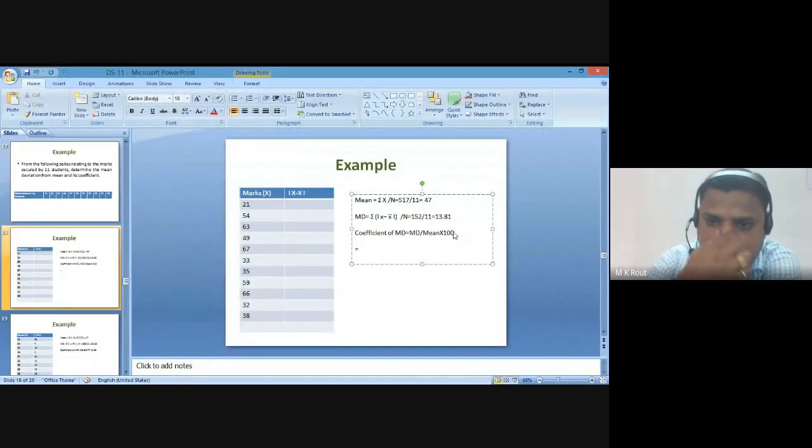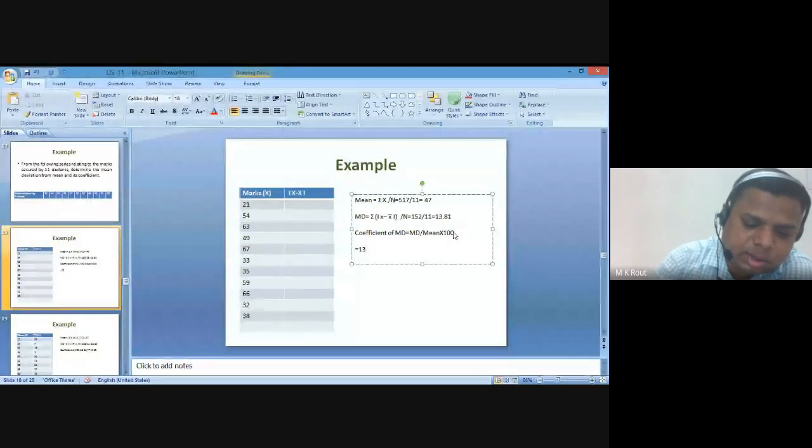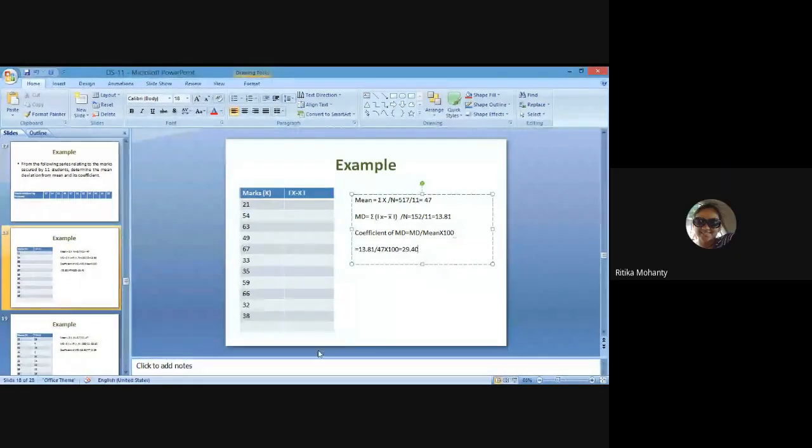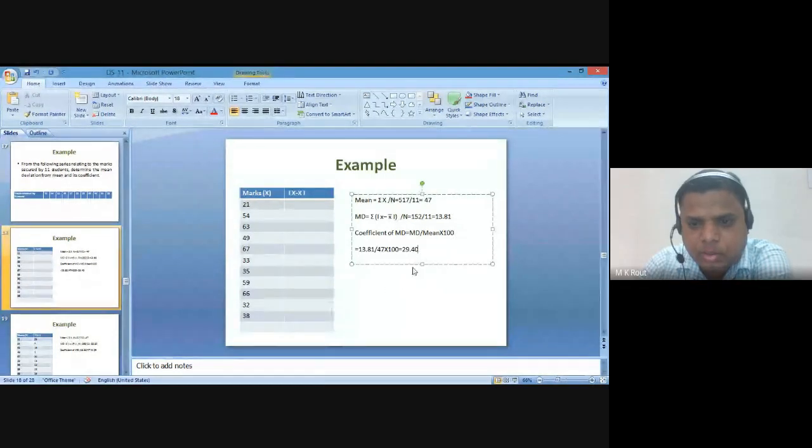Mean deviation is 29.10. Just a minute. 13.81 divided by your mean, 47, into 100. 29.40. Sir, it's coming 29.38. In bracket, if you got the value 29.38, I don't approximate, that is 29.40. Is it clear? Yes, sir. Okay.